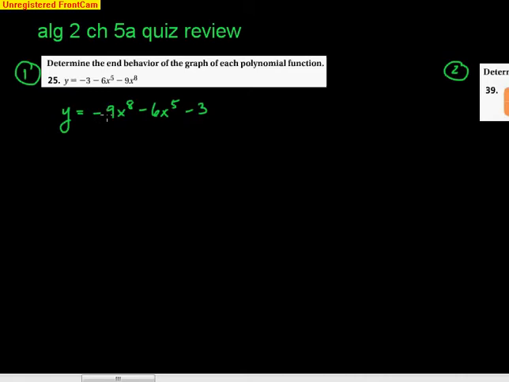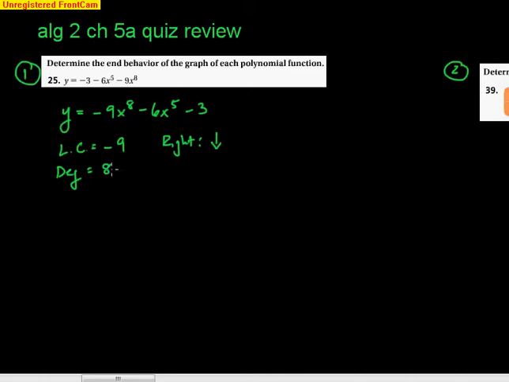So now to determine end behavior, the first thing you do is you look for the leading coefficient. And that is the first big number, negative 9. And because it is negative, your right side is going to go down. Negative means down, positive means up. So then we look for the degree. And the degree is the exponent of the leading term, that's 8.